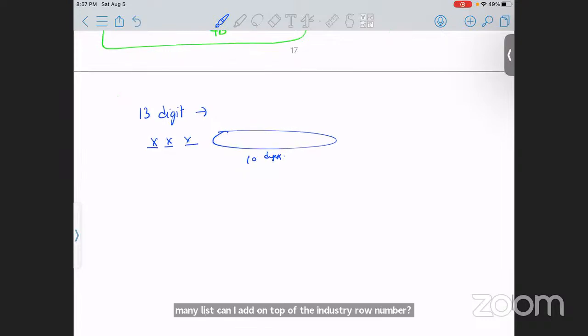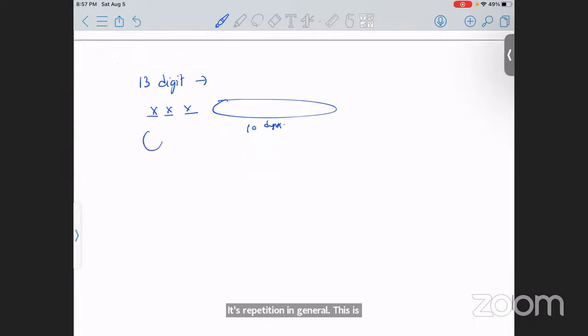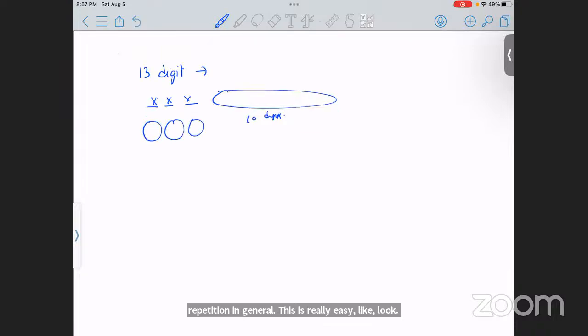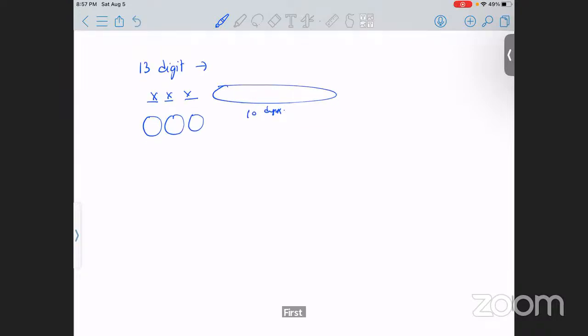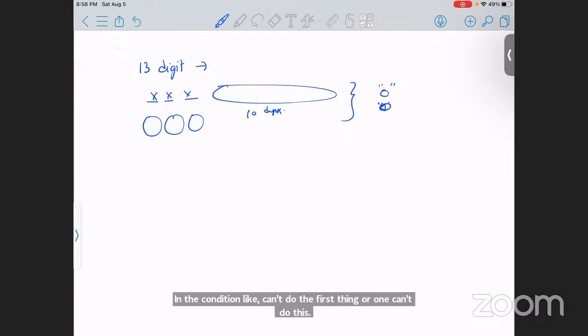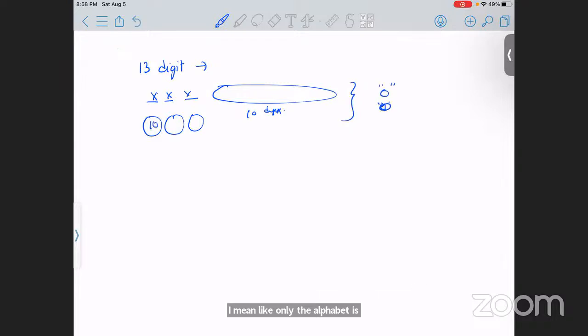It is very easy. Look, in the question they didn't give any condition like 0 can't be the first digit, or only alphabets are possible. It has to be only 10 into 10, 10 into 10 into 10. That is 10 cube. Okay.